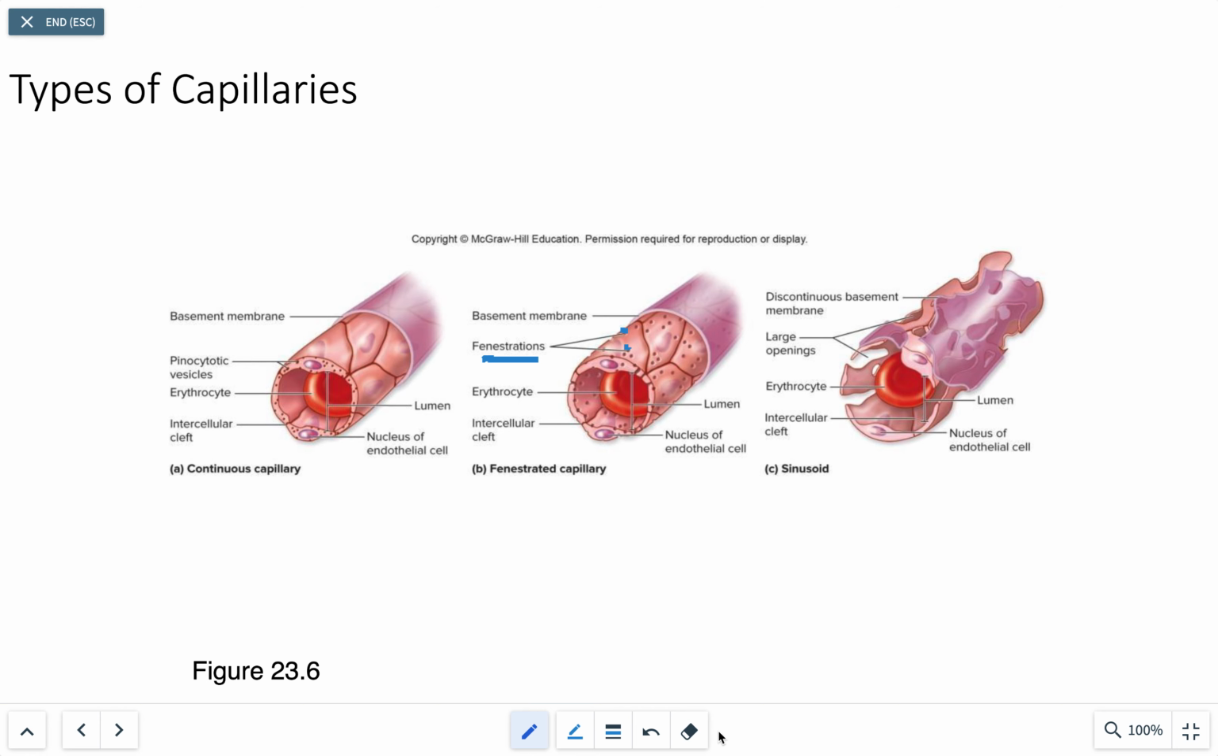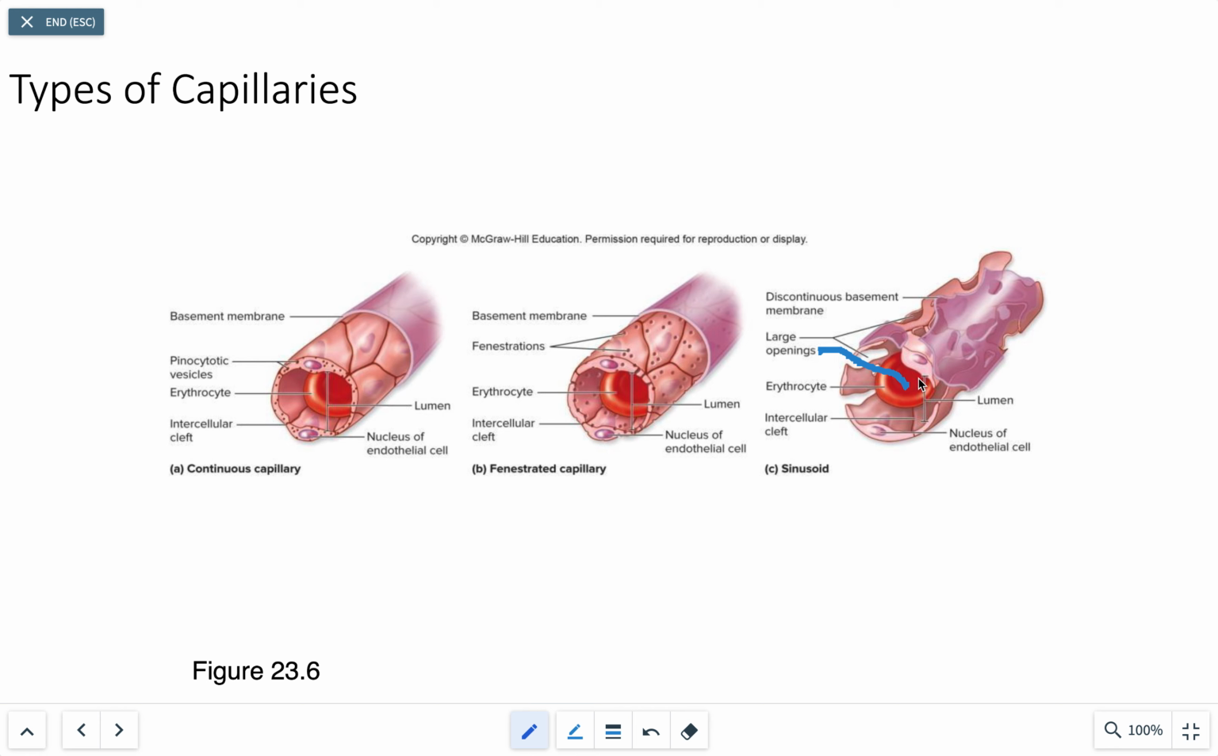And finally, the last one is going to be the sinusoid. You can see that the sinusoid has not only large openings throughout the tunica intima or the lumen, but it also has a discontinuous basement membrane. So with all of these, the basement membrane or outer covering is intact, and on the sinusoid what we see is the basement membrane is discontinuous. It's discontinuous for larger things such as when we're talking about bone marrow, red blood cells can leave the bone marrow into general circulation.